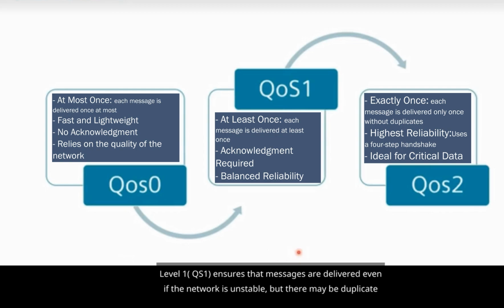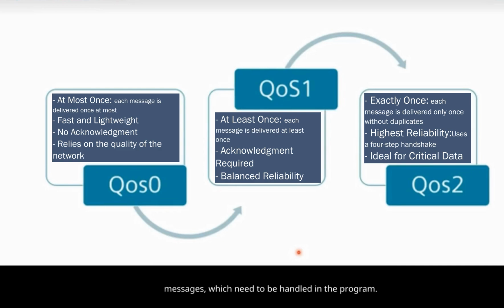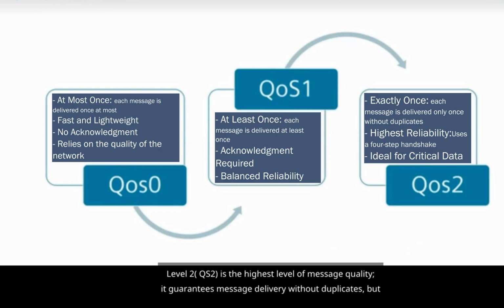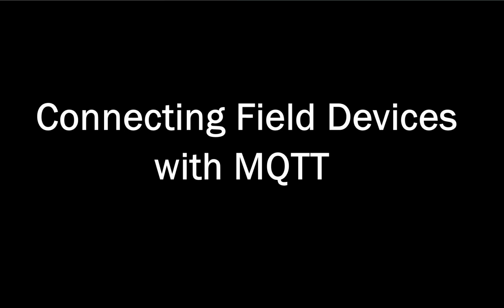Level 1, QoS 1, ensures that messages are delivered, even if the network is unstable, but there may be duplicate messages, which need to be handled in the program. Level 2, QoS 2, is the highest level of message quality. It guarantees message delivery without duplicates, but the communication overhead is significant, and most cloud service providers do not support it. There are two ways to aggregate industrial site data to the MQTT broker.